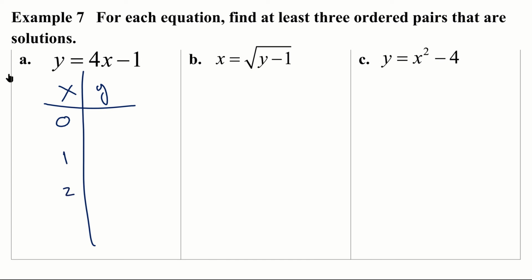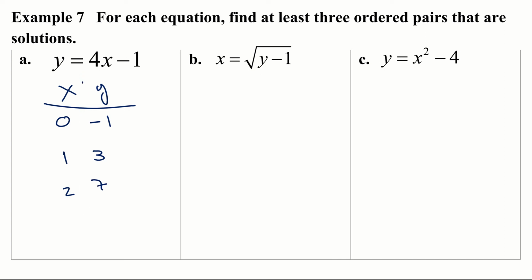So when you plug in 0 for x, you get 4 times 0, which is 0 minus 1, gives us negative 1. When you plug in 1, you get 4 times 1, which is 4 minus 1, which gives us 3. And when you plug in 2, you get 4 times 2 is 8 minus 1, which is 7.